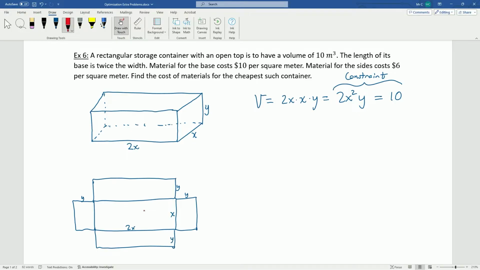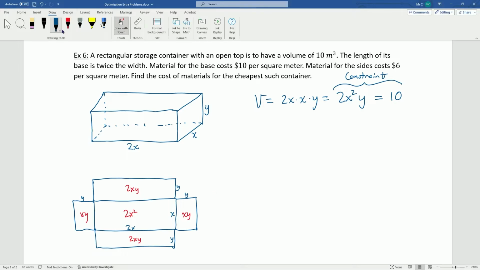And so now let's just label the areas of each of these parts. So the base, 2x times x, that's 2x squared. This will be xy. This will be xy. And this will be 2xy. And this will be 2xy, right? We're just multiplying the length times the width for each of those rectangles.